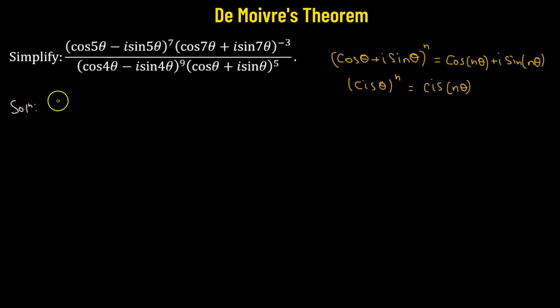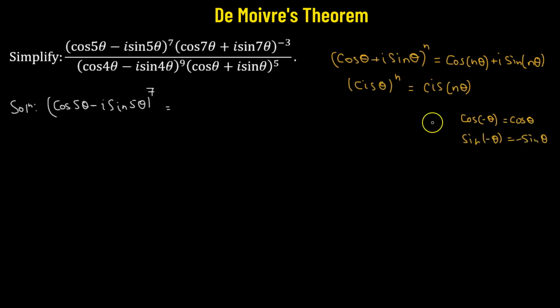So in the numerator we have (cosine of 5 theta minus iota times sine of 5 theta) whole raised to the power of 7. First, we'll have to take care of this negative sign. We will use the fact that cosine of negative theta equals positive cosine theta, and sine of negative theta equals negative sine theta. This is true because cosine is an even function and sine is an odd function.